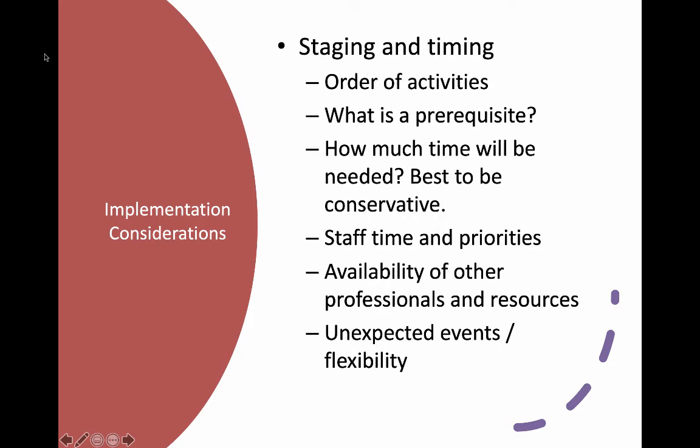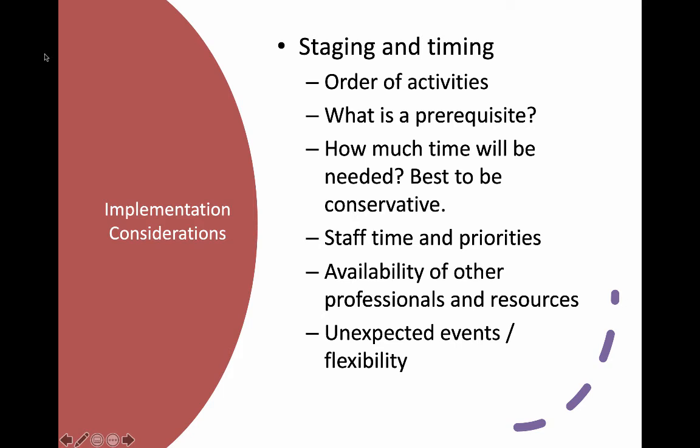Staging and timing is one of the most important things. In other words, thinking about the order of activities. When do certain parts of the program begin? When do certain professionals get started or certain resources get brought into the scene? One of the things we ask is what has to happen first? Or in other words, what's a prerequisite? So for example, do we have to work on somebody's fitness before we can start working on somebody getting out and doing some exercise in the community? Maybe we have to do some basic fitness at home. And that's just one example.